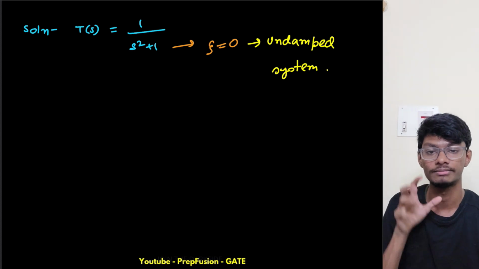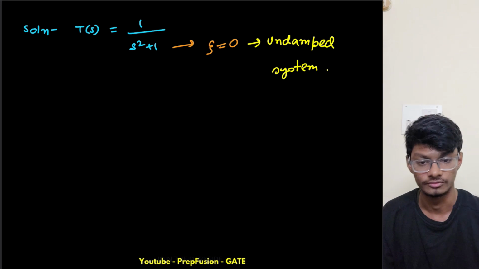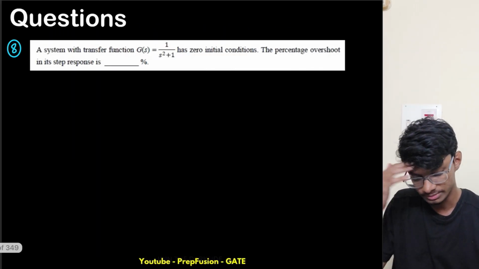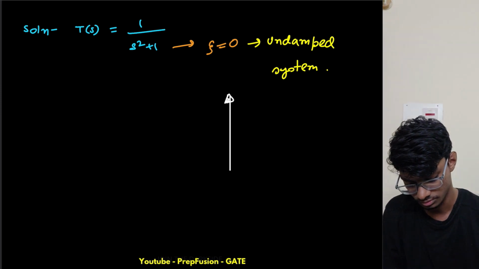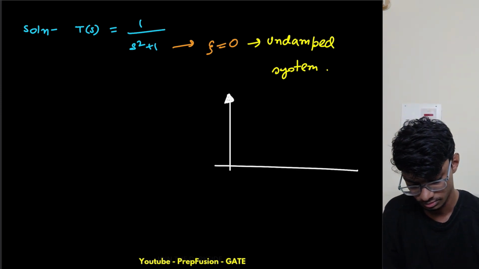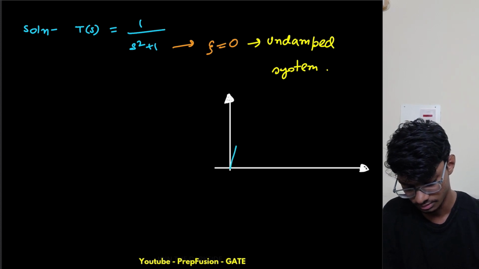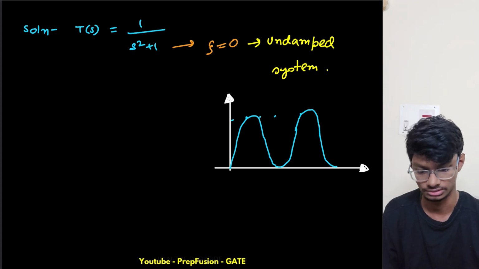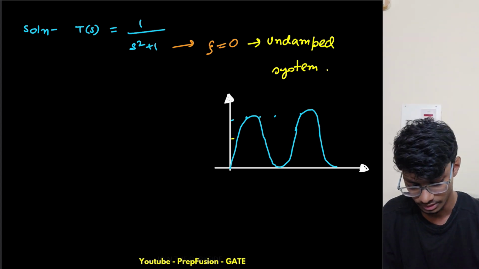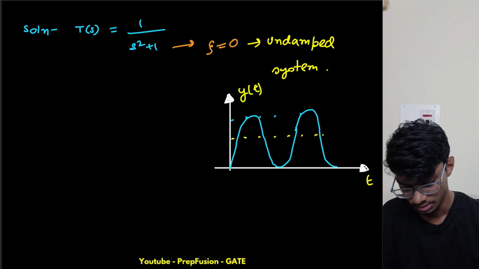So how does my undamped system look? Basically in the graph, for a unit step response, it oscillates between 0 to 2. This is my graph. I hope you remember, this one was the first one that we derived. I hope you are revising the concept also. So this is for an undamped system. This is my y of t, this is my t, and this is going from 0 to 2.